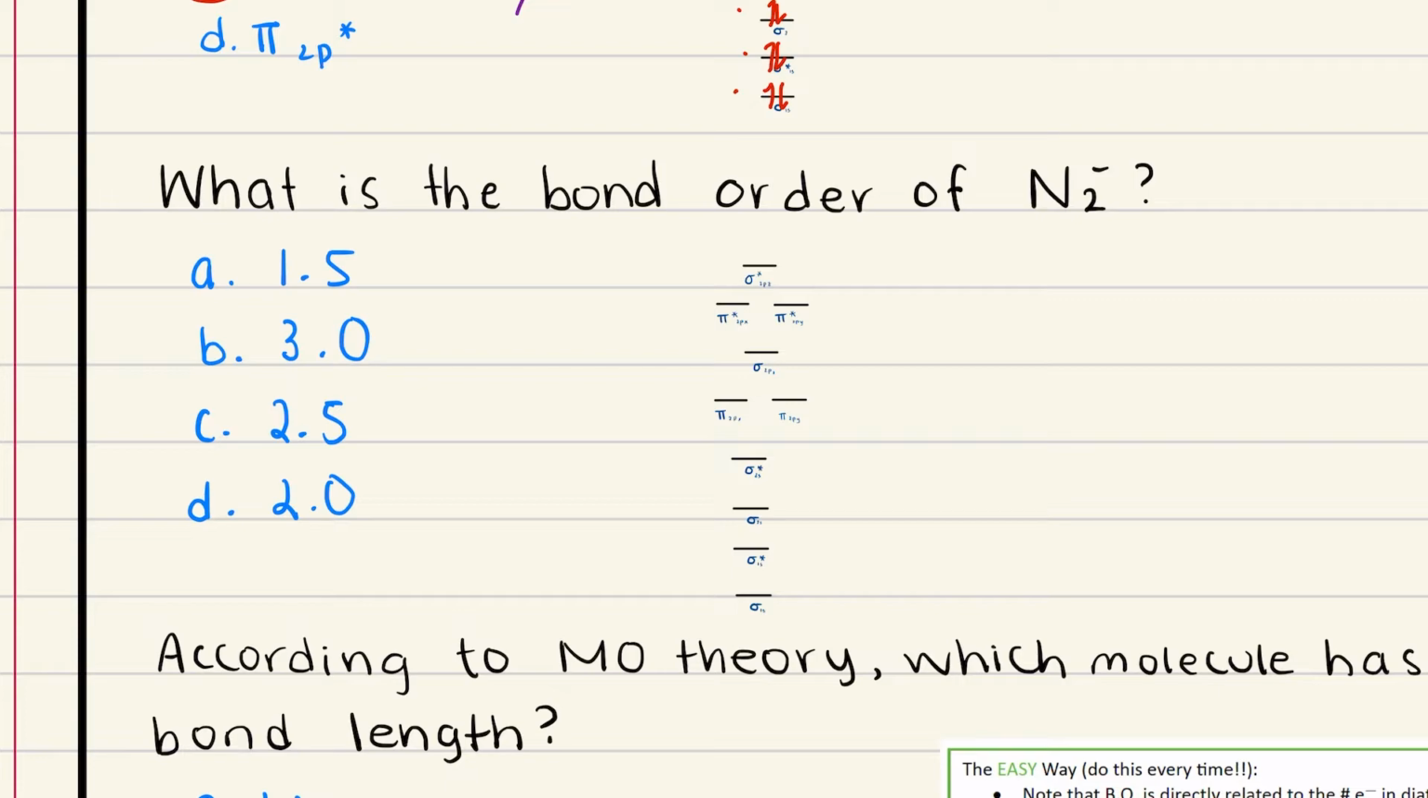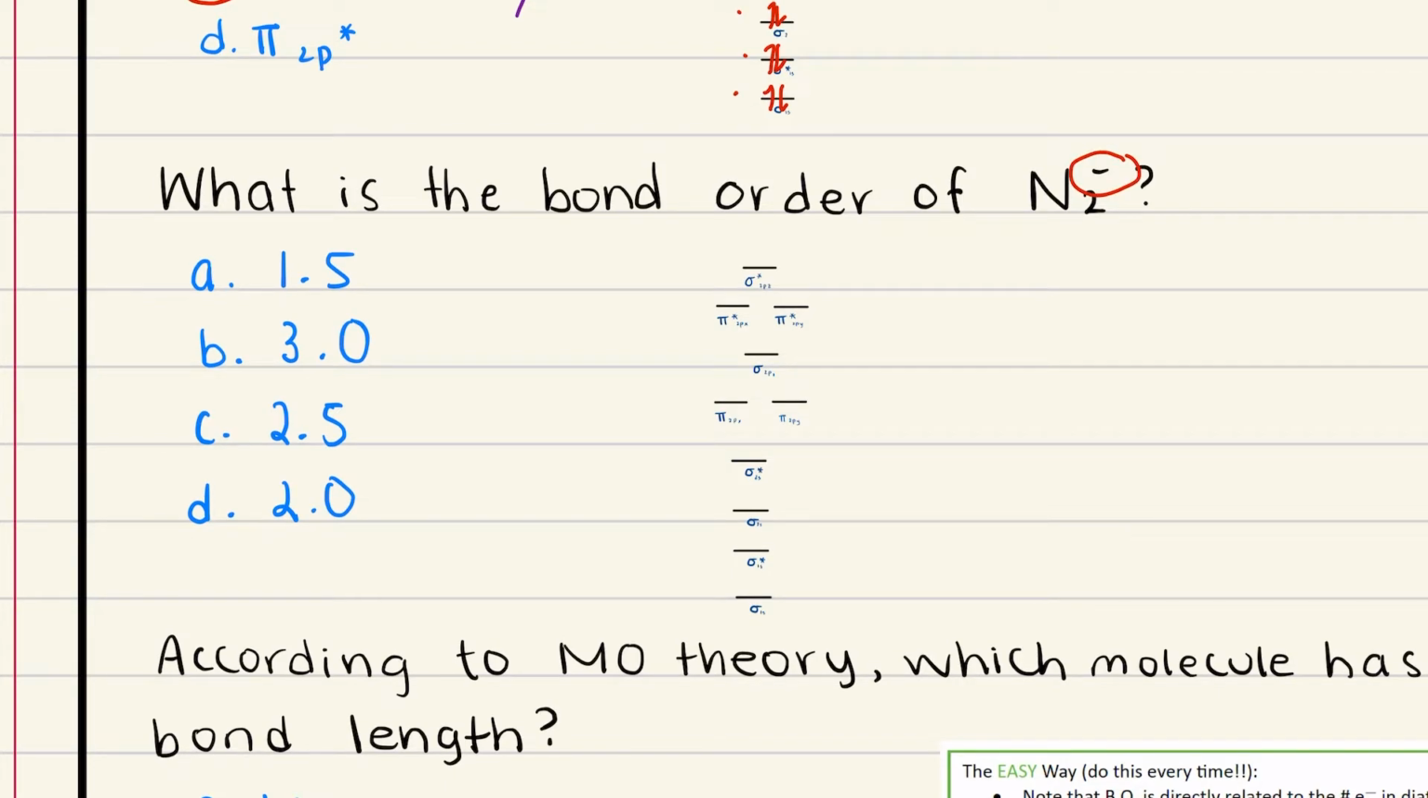Here it's an anion. It's gained one extra electron. In dinitrogen, there's a total of 14 electrons that we can distribute in molecular orbitals, 7 from each nitrogen. But here, dinitrogen has a -1 charge, which means it's gained an extra electron. So we have a total of 15 to distribute into the appropriate molecular orbitals from lowest to highest energy.